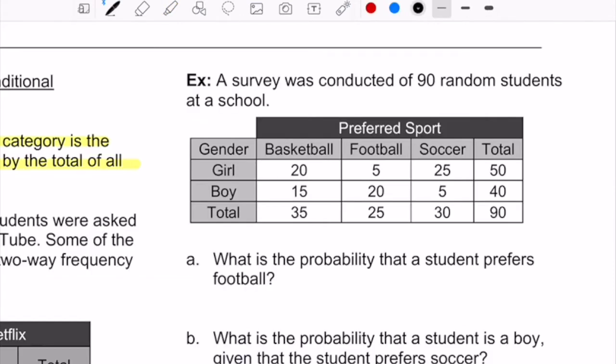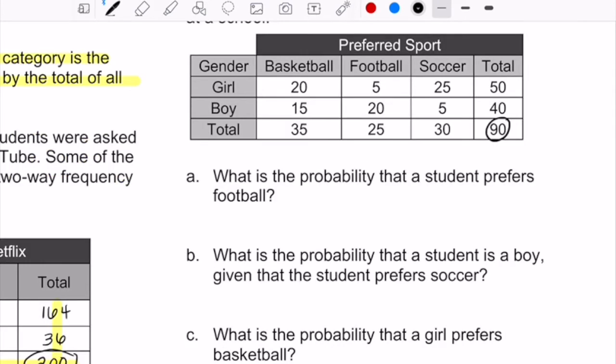All right, so in this next example, the two-way frequency table is completely filled out for us. It says that 90 random students at a school were surveyed, so the 90 is down here in the grand total row. They were asked to identify their gender and then also to say what their preferred sport was. The first question here on the notes asks us to figure out what's the probability that a student prefers football. And so we'll look at the football column.